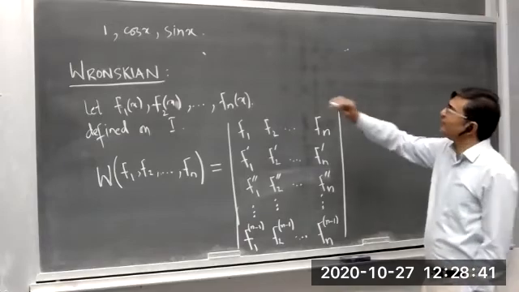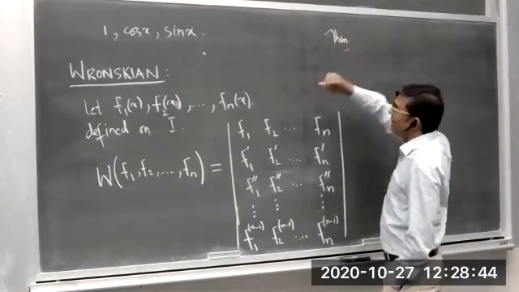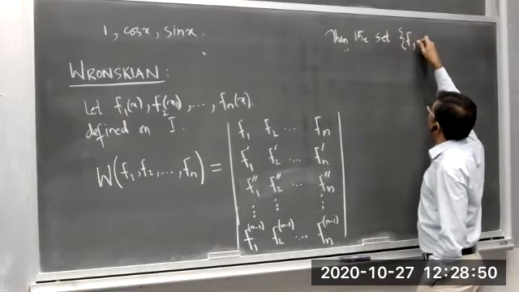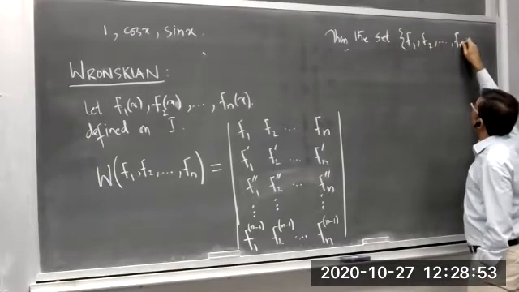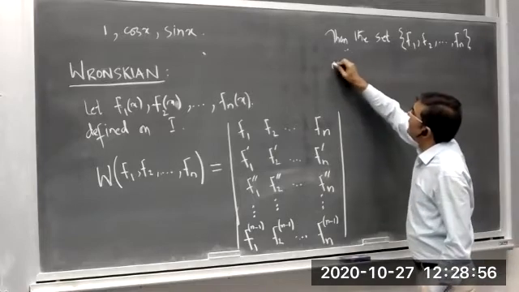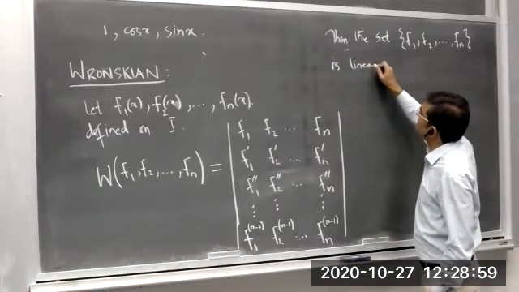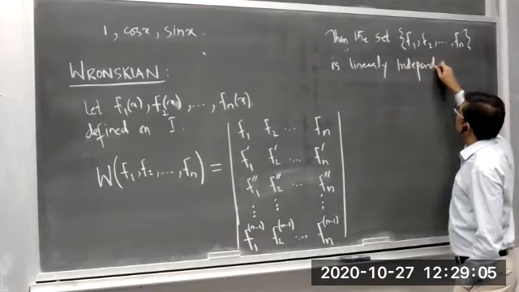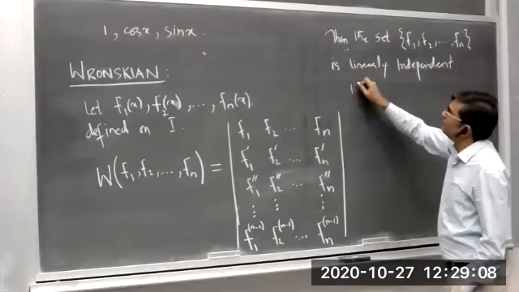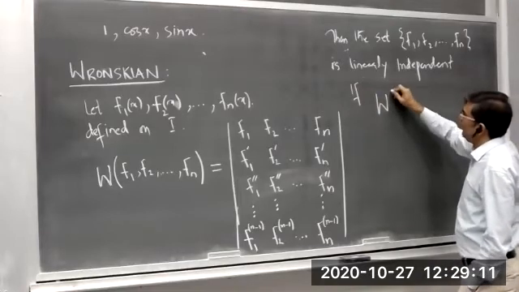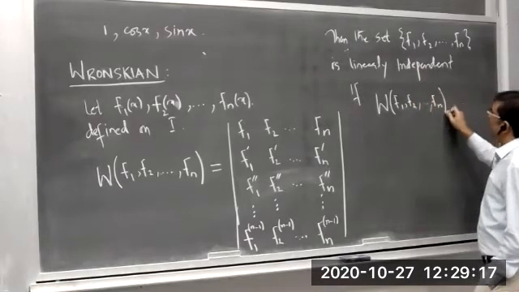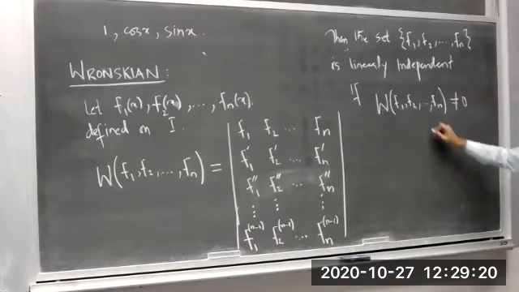Now, the set of these functions f1, f2, and so on, fn is linearly independent if the Wronskian of f1, f2, and so on, fn is not equal to 0 for all x belongs to that particular interval I.